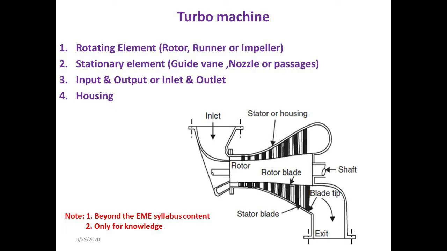Now the stationary element is not moving, it can only guide the water towards the rotating element. So the water now moves towards the rotating element with the help of the stationary element. And since the rotating element is fixed on the shaft, which is also a rotating element, as soon as the water glides over this rotating element, it starts to move, which in turn rotates the shaft. Once the work is done, the water leaves the turbo machine through the outlet.